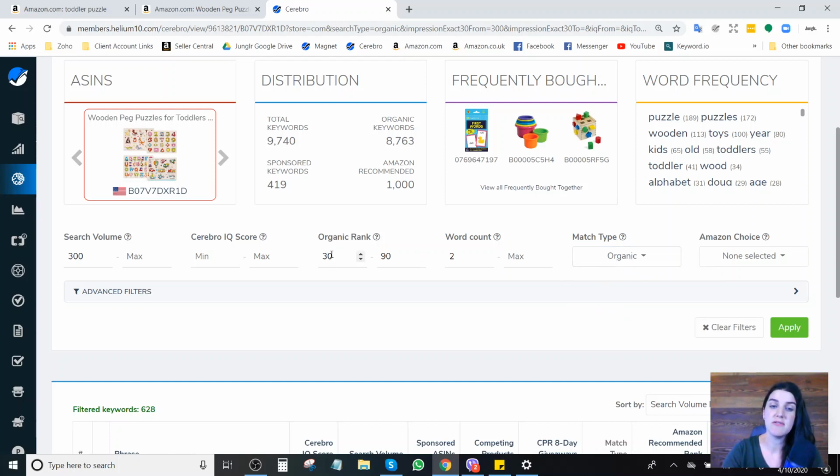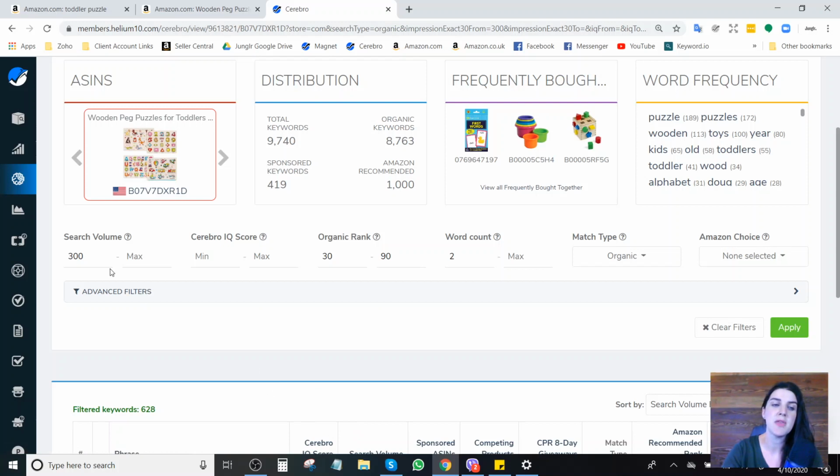And then I'm going to look at the minimum organic rank of 30. So that's nearish the bottom of page 1. As well, I don't want to be over 90, meaning I don't want to be all the way down to page 2, 3, 4. This is going to be the range where you're already decently ranked. However, you're not really highly ranked. Obviously, you have enough sales velocity right now to be decently ranked on these particular keywords.